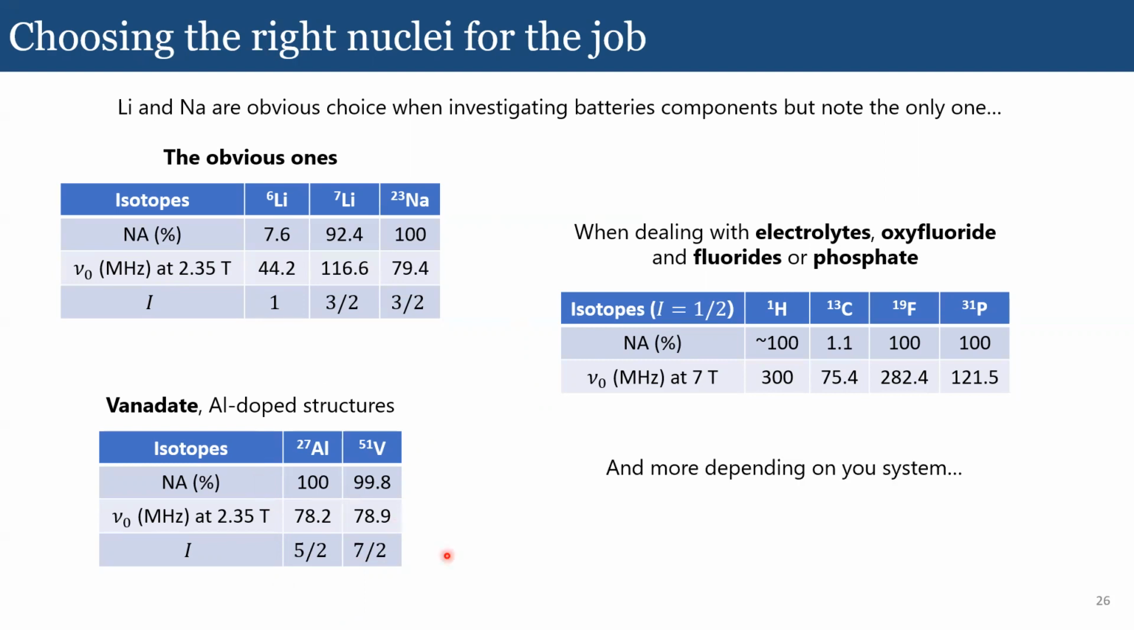And the bottom line is that you have a very large amount of systems that are possible, and you should just think a bit about what the NMR nuclei in your system might be and which type of information you are looking at. So don't just rush lithium and sodium NMR, just think ahead and plan your experiment.